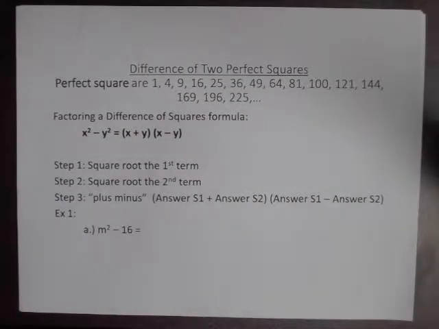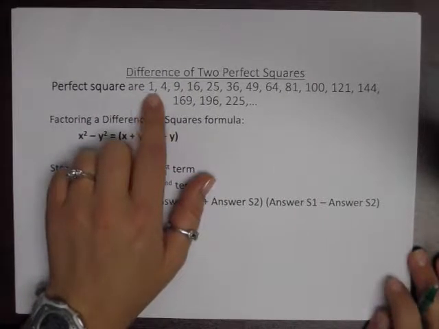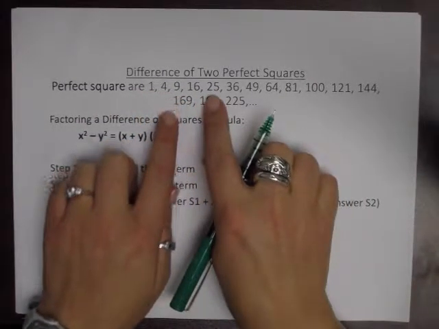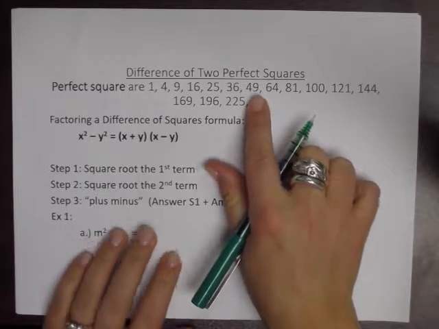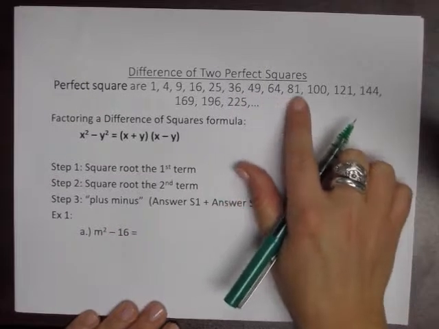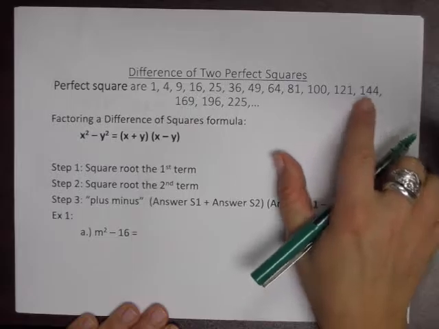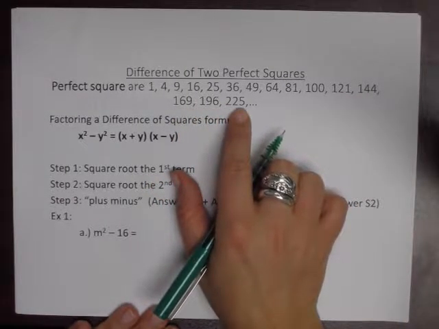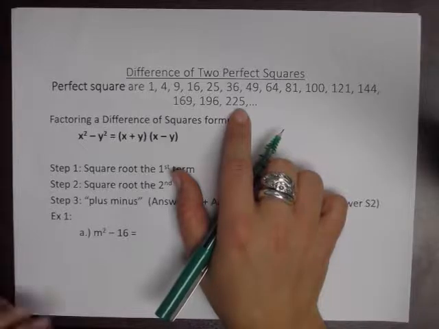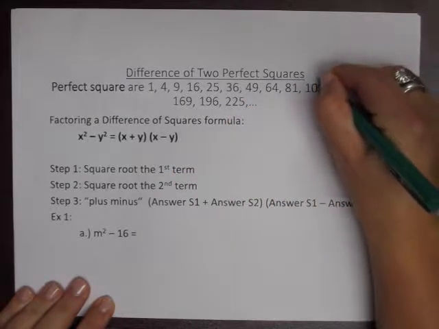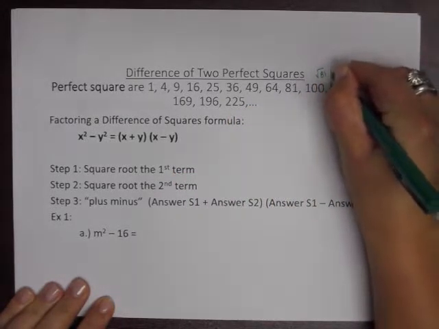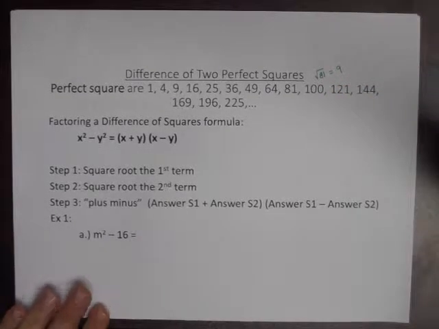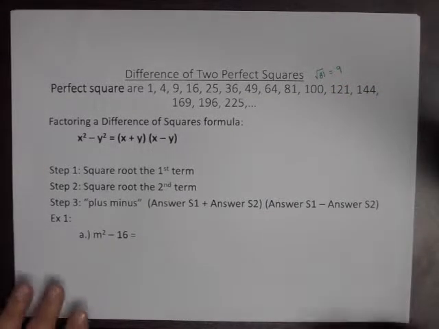So the first one that we're going to look at is the difference of two perfect squares. Perfect squares are 1, 4, 9, 16, 25, 36, 49, 64, 81, 100, 121, 144, 169, 196, and 225. The way that we know they're perfect squares is when we take the square root of them. If I did the square root of 81, I would get 9. So I'm going to get some type of whole number.